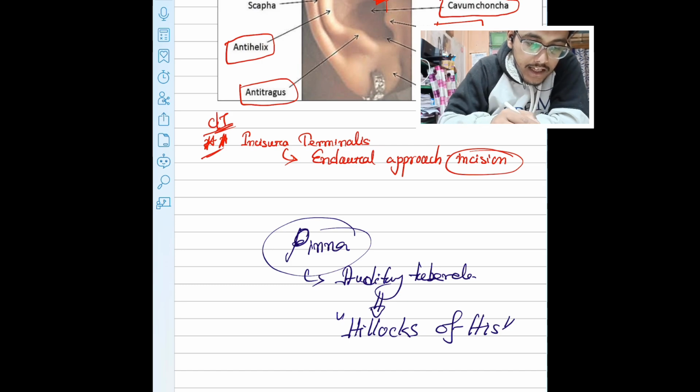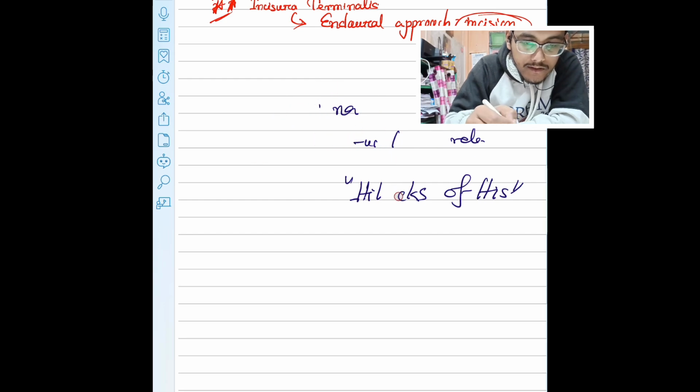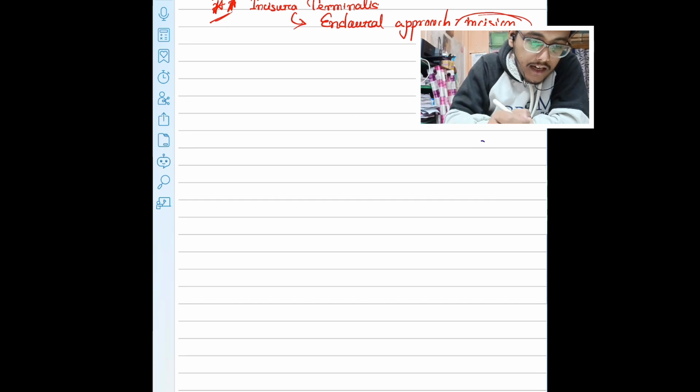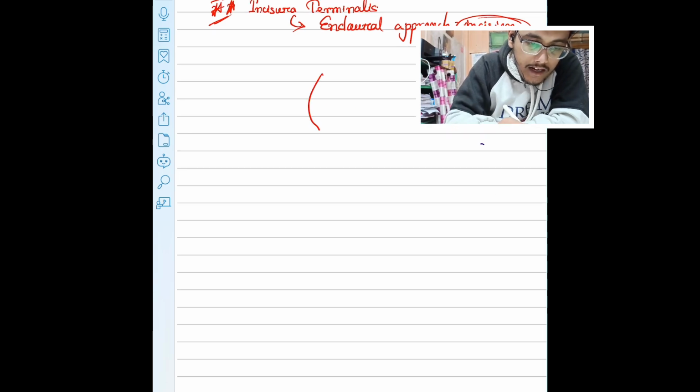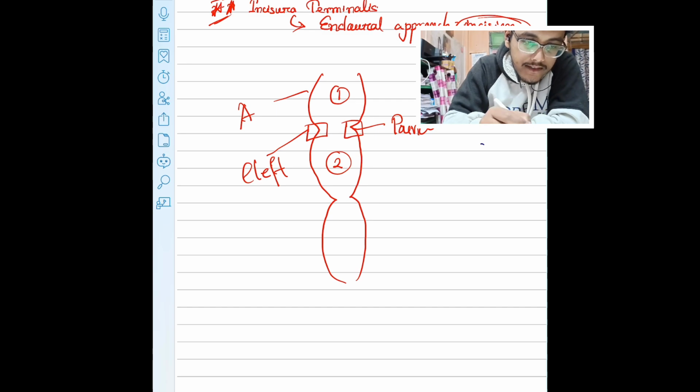Now, a little bit about the embryology of the pinna. Actually we have seen the arches, the cleft and of course the pouch. Now this pinna is developed from the first and second arch.